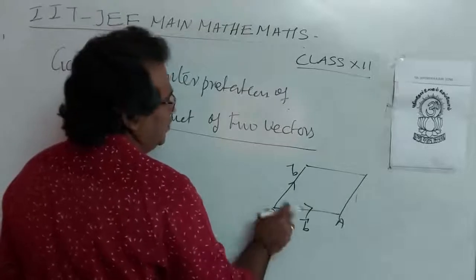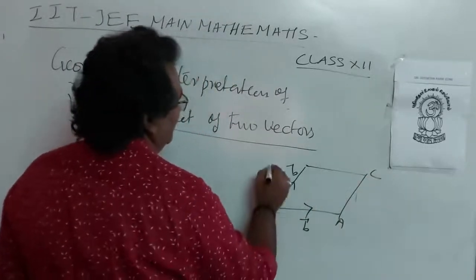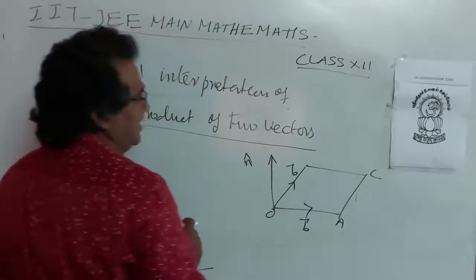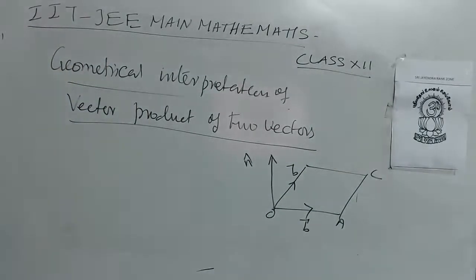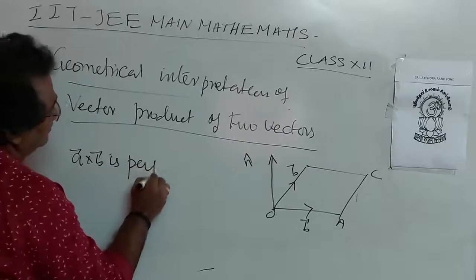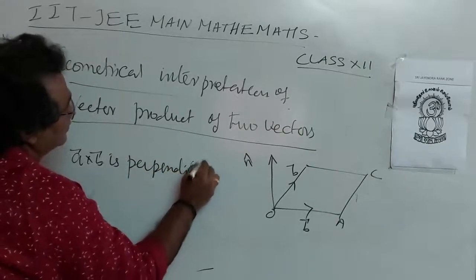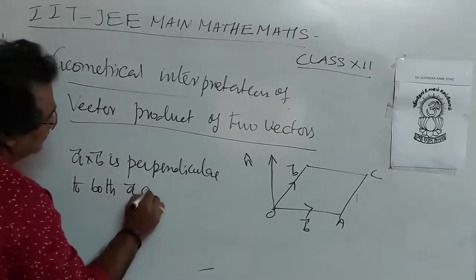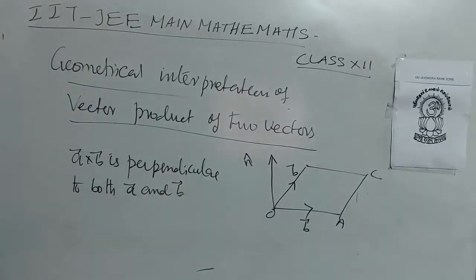OA vector, OB vector, using two vectors we can draw one parallelogram OACB. Here n cap is perpendicular to both A and B. A cross B is also perpendicular to both A vector and B vector. So A cross B is perpendicular to both A vector and B vector.